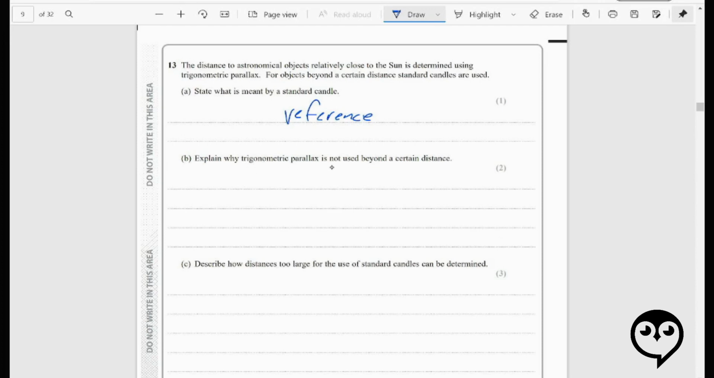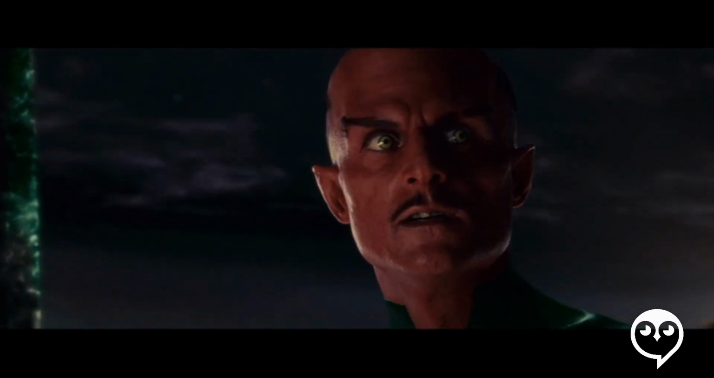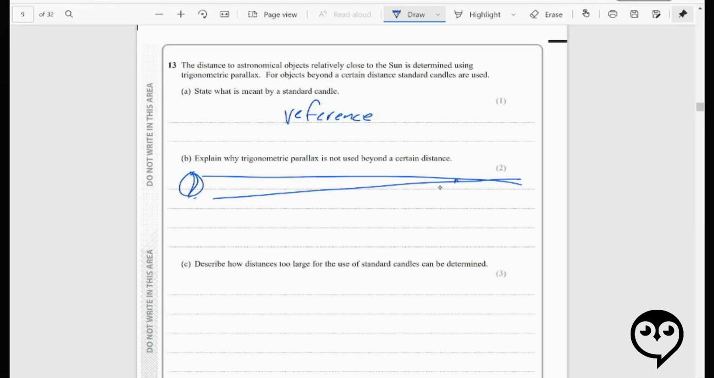Explain why trigonometric parallax is not used beyond a certain distance. I would imagine, if I can draw a diagram here again, that if that object is so far away, then you're not going to get much of an angular difference. You're not going to get much going on there. You can't use it. It's too far away. The angle would be too small. The Earth's orbit is very small compared to that distance, and so with that method we're going to get quite a bit of uncertainty.